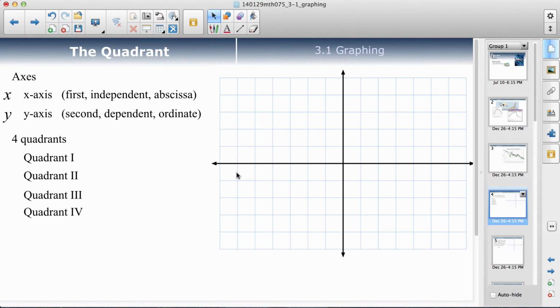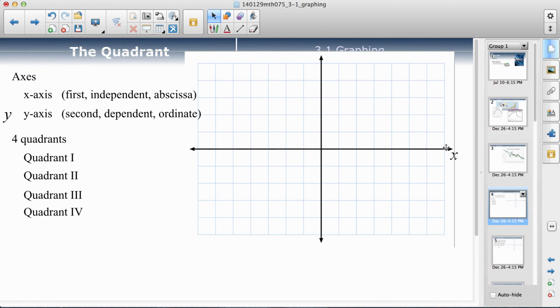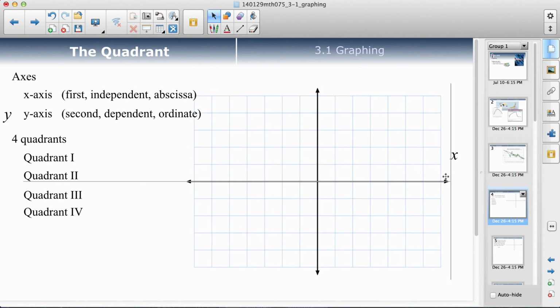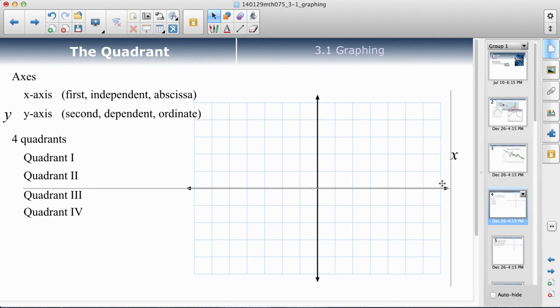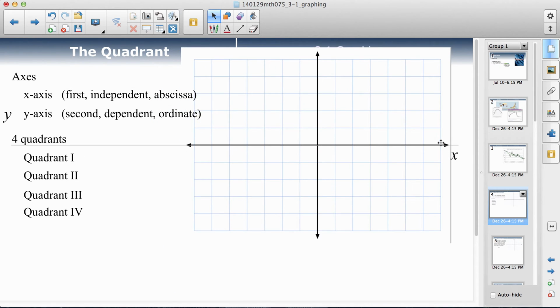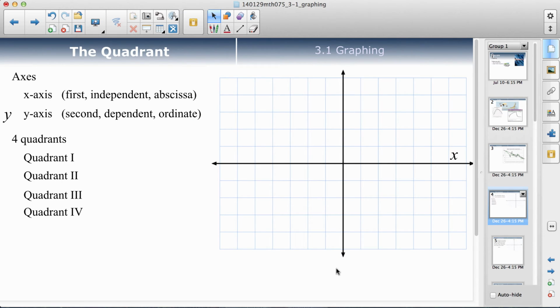When you're looking at how it's split up, first off, we have what is called the x-axis, and that's this horizontal line. The y-axis is this one, a vertical line. Sometimes they call the x-axis the first axis, or the independent, or the abscissa, and the y-axis sometimes is known as these names, but typically we're going to call them the axes.